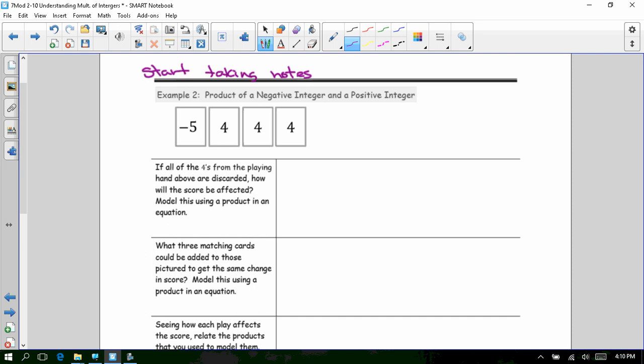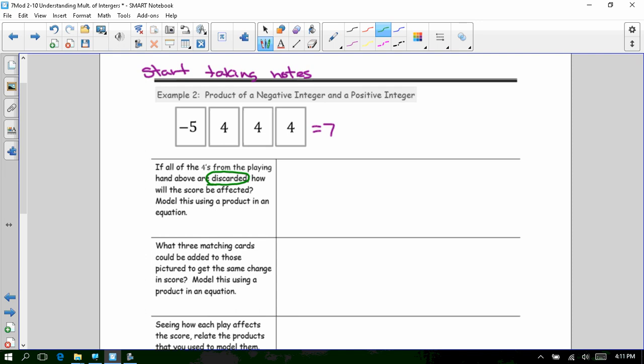First of all, how much does that equal? Well, I've got 4, 4, 4. That's 12 minus 5 or plus negative 5 would be what? 7? This is worth 7, right? So if we were playing the integer card game right now, I have 7 points. All right. If all of the 4s from playing the hand right there are discarded, underline, circle, do something to the word discarded, right? Discarded. We're going to remove them. How will the score be affected?